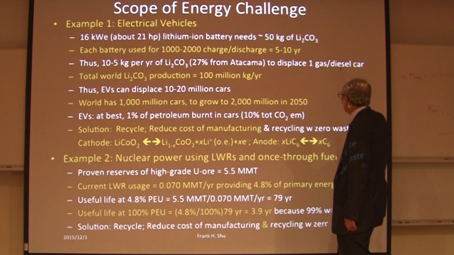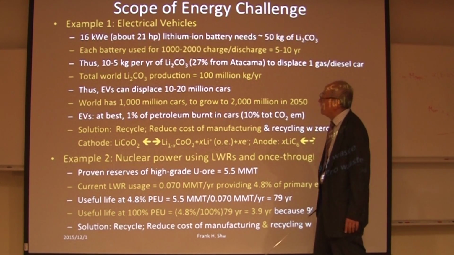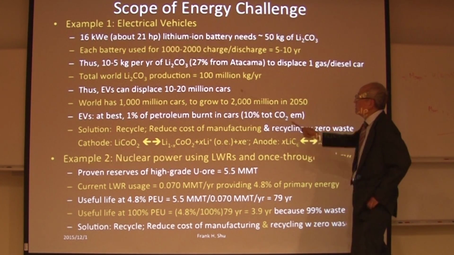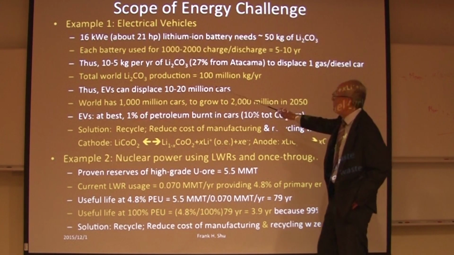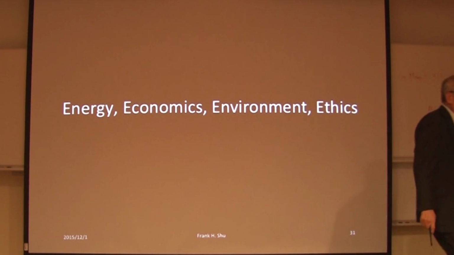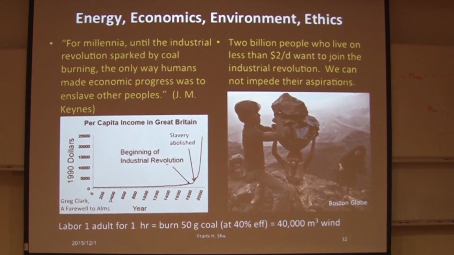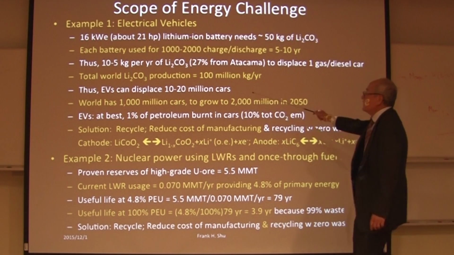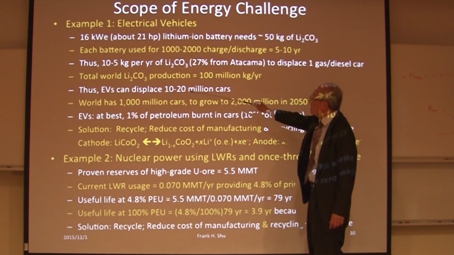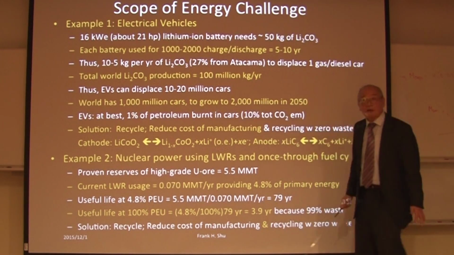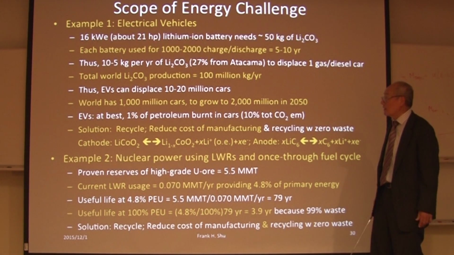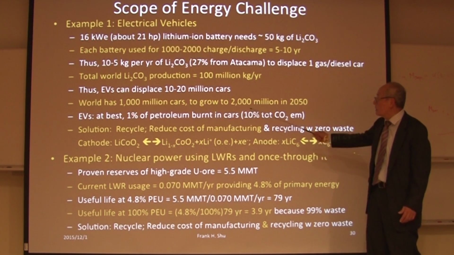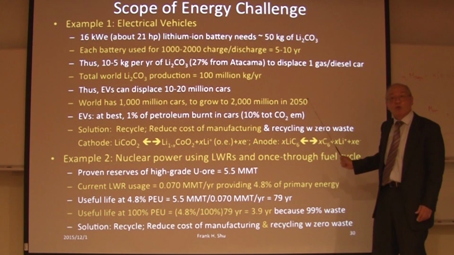To displace one gas or diesel car, okay, 10 to 5 kilograms per year. The total world lithium carbonate production is 100 million kilograms per year. So you divide this into that, and you see that EVs can displace 10 to 20 million cars. That's a lot of cars. How many cars are there in the world? The world has 1,000 million cars, 1 billion cars, to grow to 2,000 million cars in 2050.